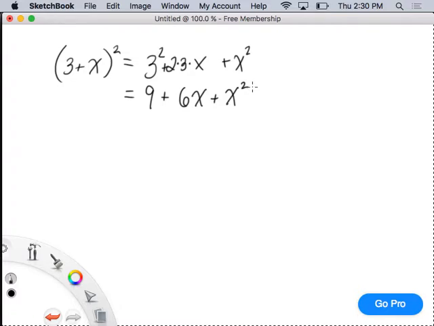Am I done? No. What do I have to do? Write it in standard form. Very good. Put them in order. X squared plus 6x plus 9. Now I'm done. Okay? Always want to write it in standard form.